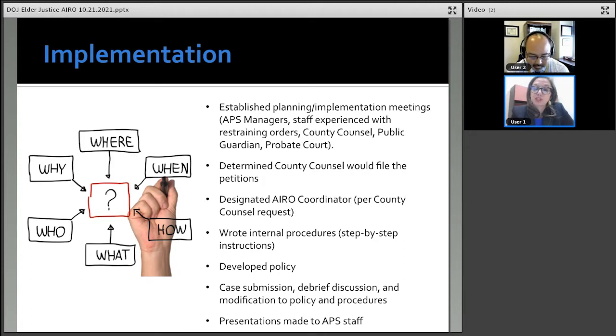We wrote internal procedures, right? And I'll tell you, this was a little backwards for me. I'm a planner, and so I like to have all the procedures written out in advance before we do something. But then we identified a case where we decided that we were going to try it out. We had written down what we thought would happen, but rather than trying to finalize all of that, we decided to go ahead and submit this case and basically write down what happened.